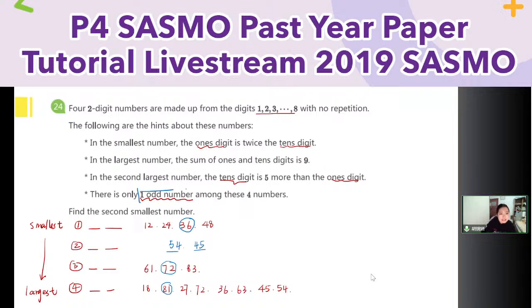Please use the last hint here. It says among the 4 numbers, only one odd number. If the largest number 81 is already an odd number, that means the rest of the numbers can only be even numbers, right? So the final answer should be 54. So for this question, how do we do it? We can list all the possibilities according to the hints and see which one is possible. In the end, we can see 54 is the only possibility. So the answer for this question is 54. Remember to use the last condition.